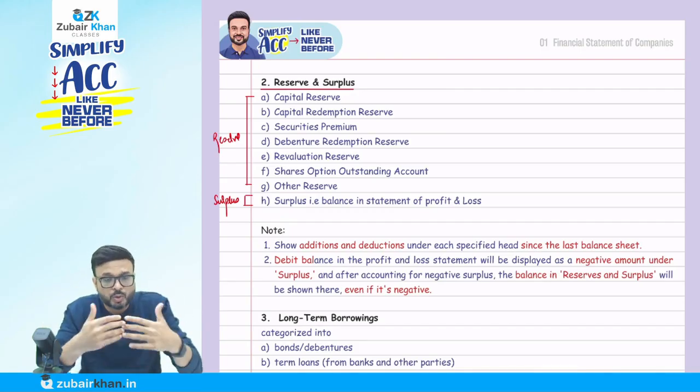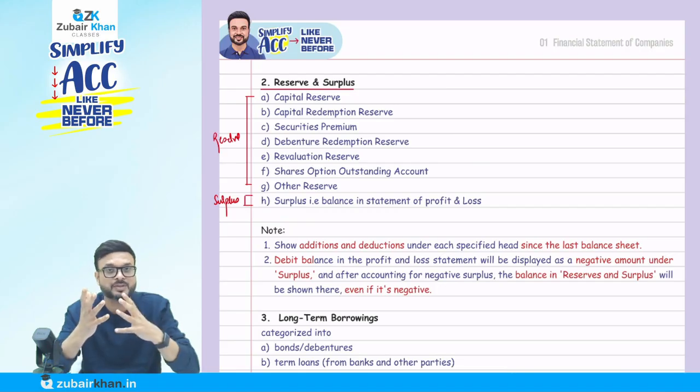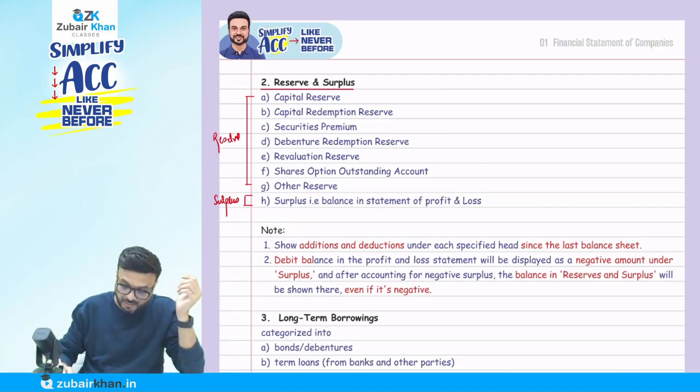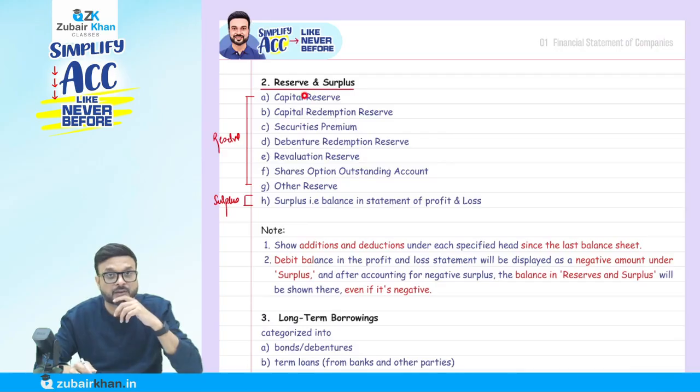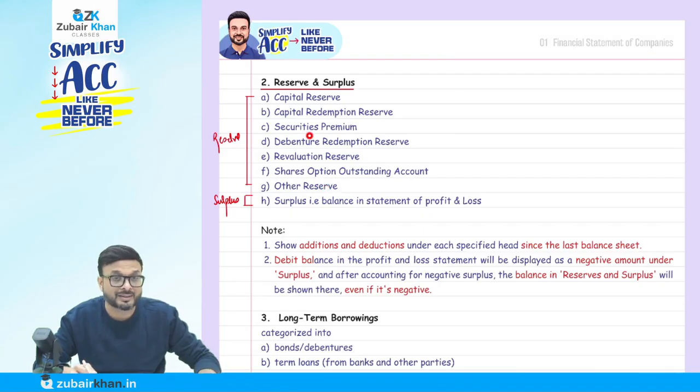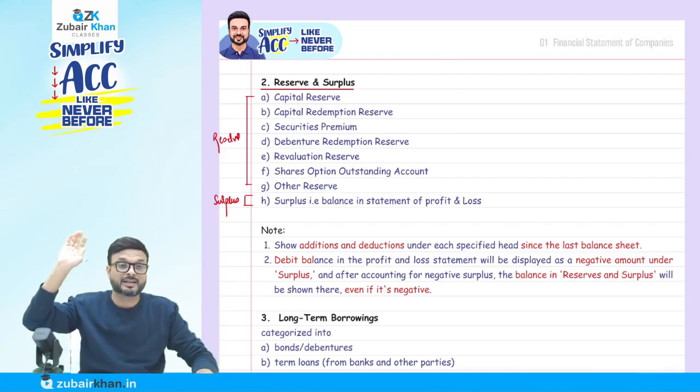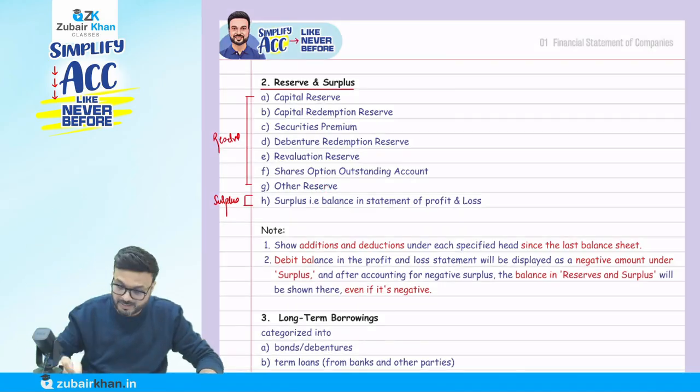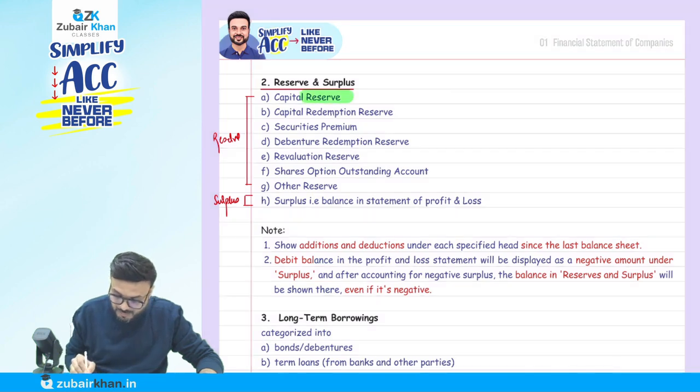But you don't have to worry about all these names here. You can see here the capital reserve, capital redemption reserve, securities premium, debenture redemption reserve, revaluation reserve, share option outstanding account. What is this? You will ask me. Don't worry, all these points are going to come in other relevant chapters. But understand that one thing is common here: reserve.